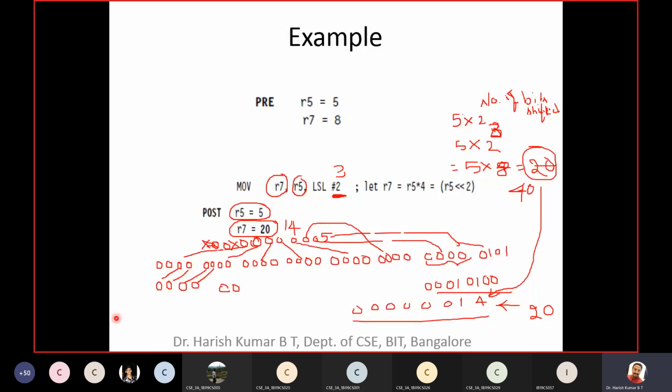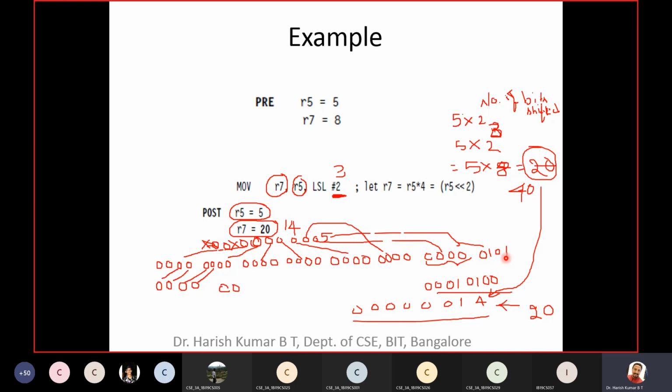Now rotate, what happens? Instead of losing the bits, say I'm doing rotate left, the bit which is there in the MSB position will be shifted towards the LSB. It is circular. So this bit comes here, this bit comes here, this bit comes here, and finally this bit comes and sits here. The MSB bit will come and take the position of the lowest bit. That is what rotate left is.